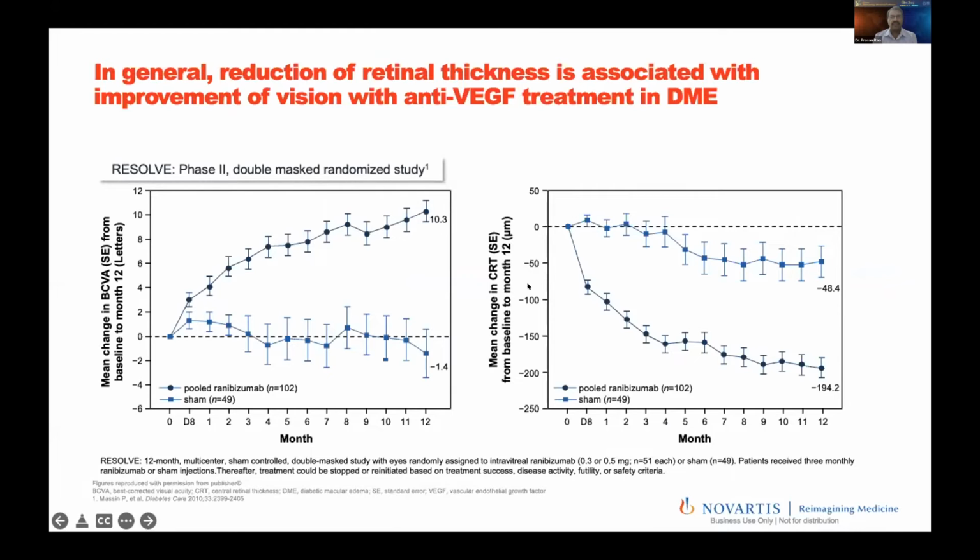Similarly, if you look at the CRT changes on the OCT, the dark blue circle and line of the graph is indicative of the intravitreal injection, and you see a progressive decline. And so this mirrors the improvement in the visual acuity.